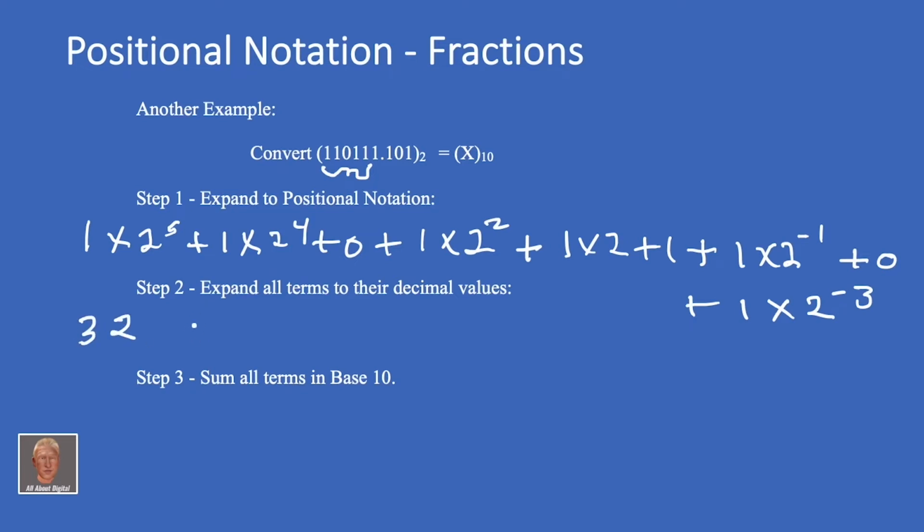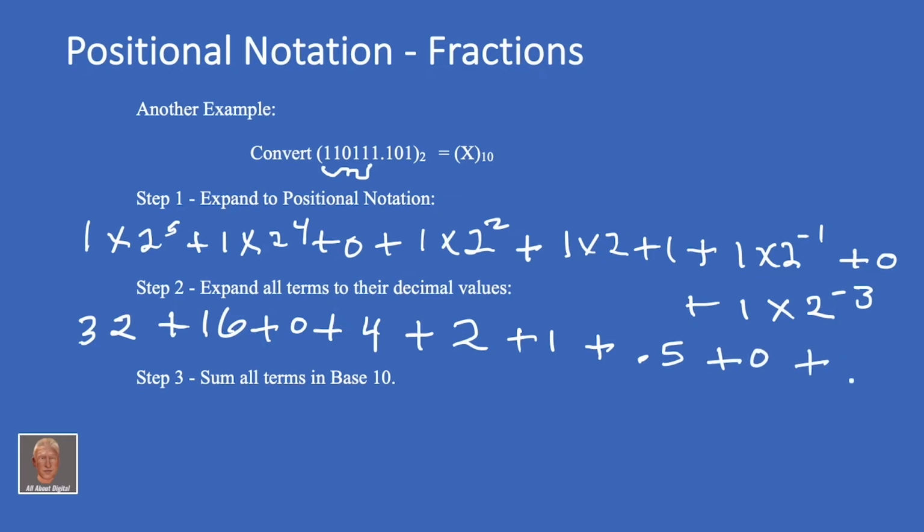2 to the 5th is 32. 2 to the 4th is 16. Plus 0. Plus 4. And then plus 1. So add in the fractional portion. That's 1/2. 2 to the minus 1 is 1/2. Plus 0.5, which is 0.5. Plus 0.